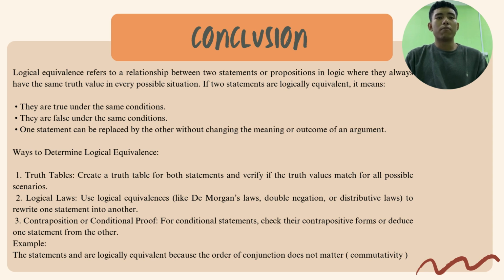So we have one example. The example is that the statements P ∧ Q and Q ∧ P are logically equivalent because the order of conjunction doesn't matter. Commutativity. That's all from us.